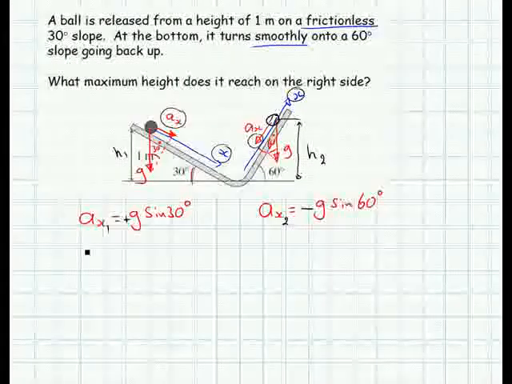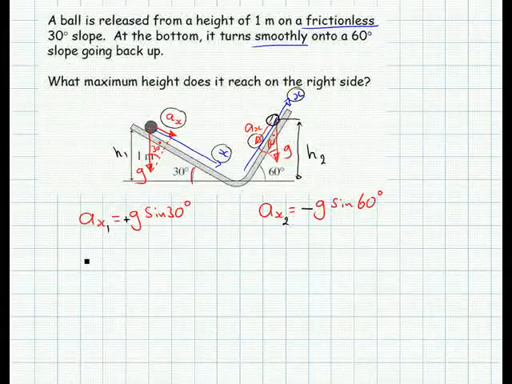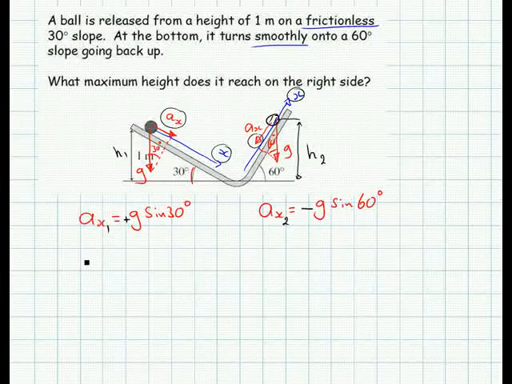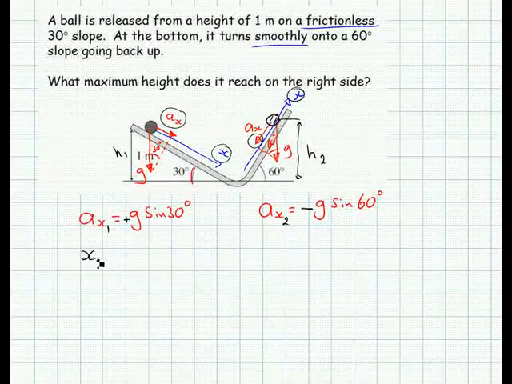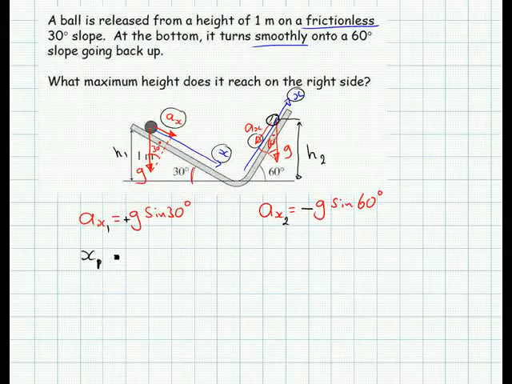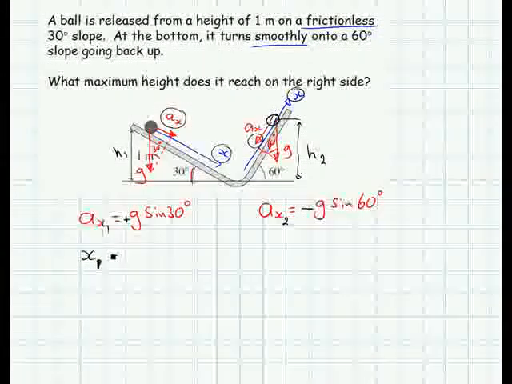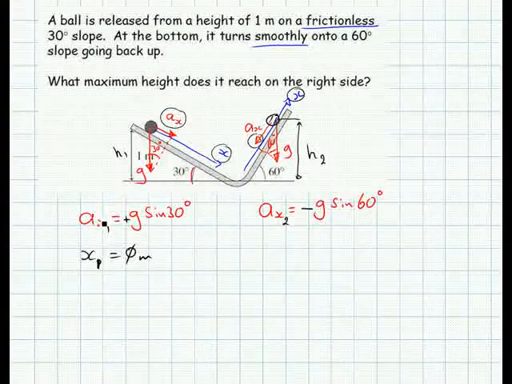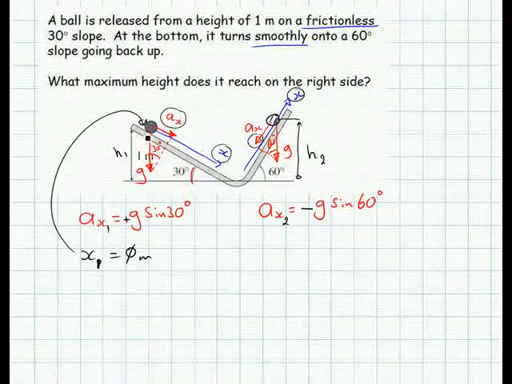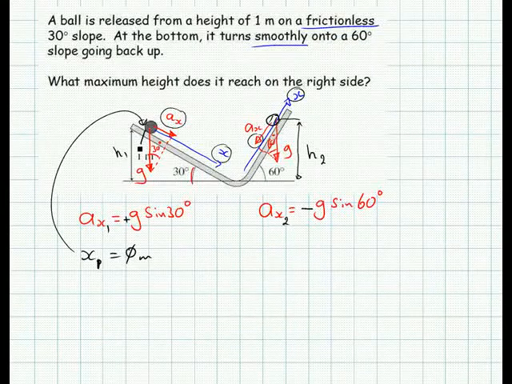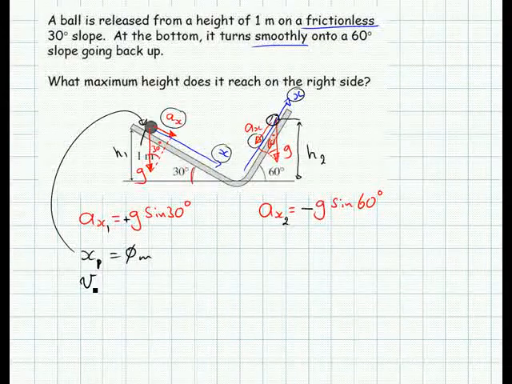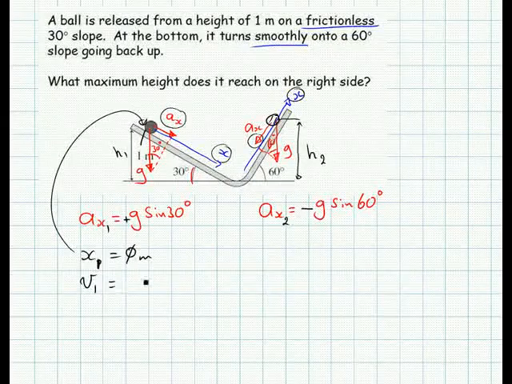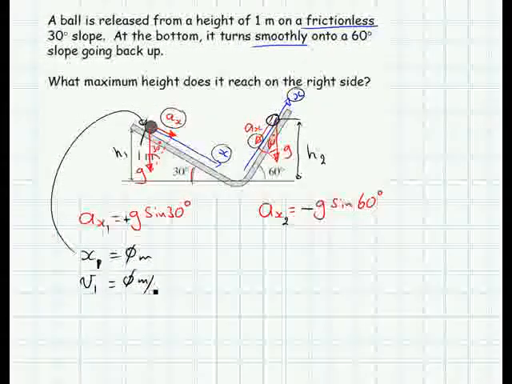So let me write down the knowns. Let's say we call this x1, and x1 I can call 0 meters, so this position here I've defined as the origin of my x-axis on the way down. And of course my velocity v1, since the object starts at rest, is 0 meters per second.